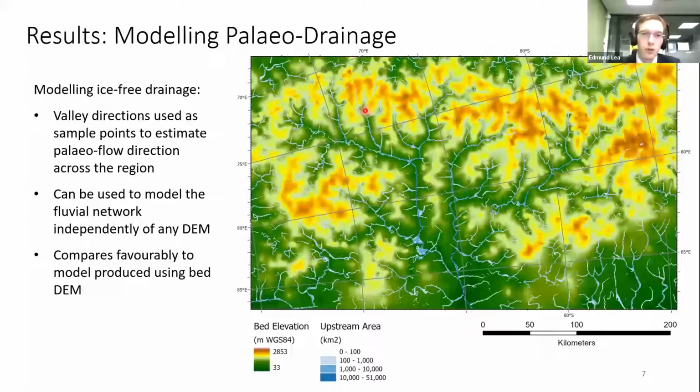This is not a final version of this. There are still some areas where you can see it's not quite resolving perhaps some of the connectivity we expect to see in the network, but this is a further place we could take this work.